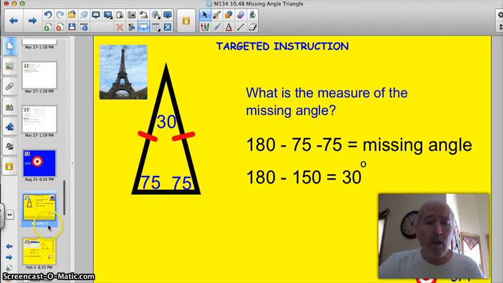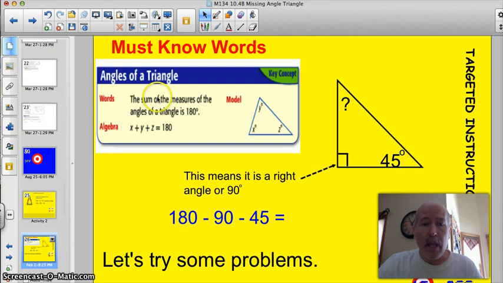Let's get to our vocabulary word of the day, which is angles of a triangle. And this just simply says what I told you. The sum of all the angles in the triangle will equal 180 degrees. So we have angle X, angle Y, and angle Z. You add them all together, you get 180 degrees.